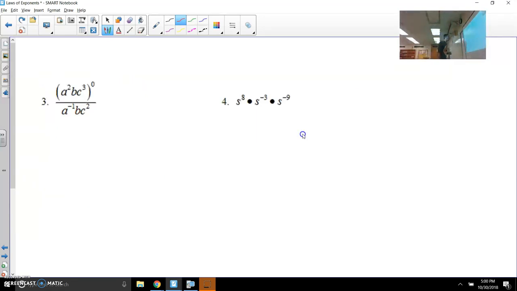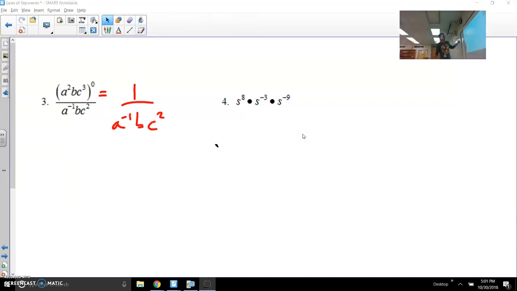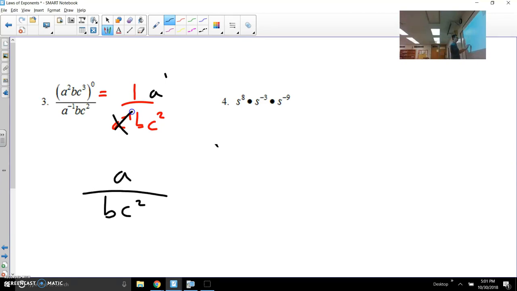Anything to the 0 power can be rewritten as 1. So basically, this is 1 over a to the negative 1 and b times c squared. When you're looking to see what's left over, you do have a negative power. So negative powers can kind of move. If they're already in the top of the fraction, they can move to the bottom to become positive. If they're already in the bottom as a negative, they can move up to become positive. So I'm kind of moving this one up to become positive as a power, a to the 1. So I'm going to say that this is a over b times c squared.